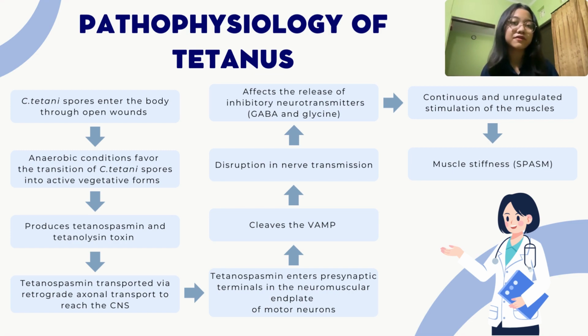Upon the entry of this toxin into the presynaptic terminal situated at the neuromuscular endplate of the motor neuron, it cleaves the vesicle-associated membrane protein, causing a disruption in nerve transmission. This disruption affects the release of inhibitory neurotransmitters like gamma-aminobutyric acid and glycine, which typically serve to restrain motor neuron activity.